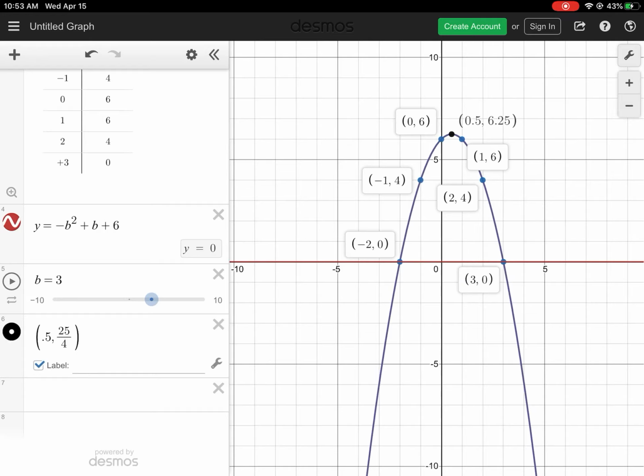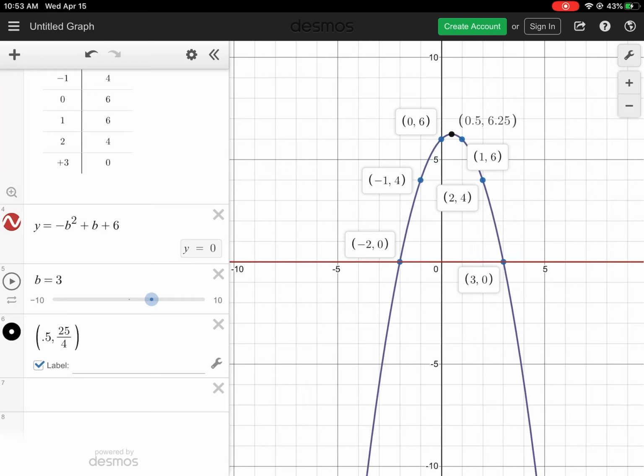I do really recommend using Desmos for this project. You are required to draw it by hand, but Desmos really does help you understand where all the numbers come from, and it helps you calculate it. Okay, I really do encourage you to use Desmos for this. Okay, so we found 3 other points.